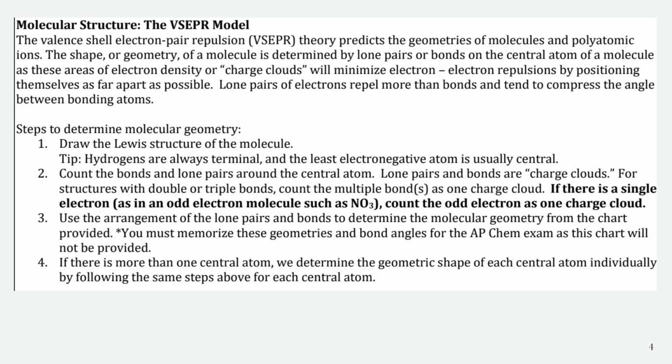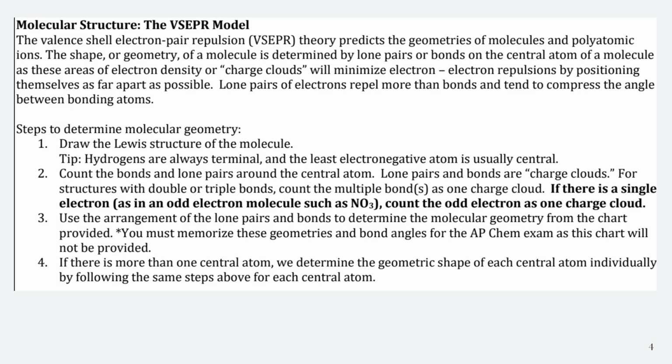So molecular structure, the VSEPR model, valence shell electron pair repulsion theory, predicts the geometries of molecules and polyatomic ions. The shape is determined by the lone pairs or bonds on the central atom of a molecule, as these are areas of electron density or charge clouds, and they will help minimize electron-to-electron repulsions by positioning themselves as far as possible. Lone pairs of electrons repel more than bonds and tend to compress the angle between bonding atoms.